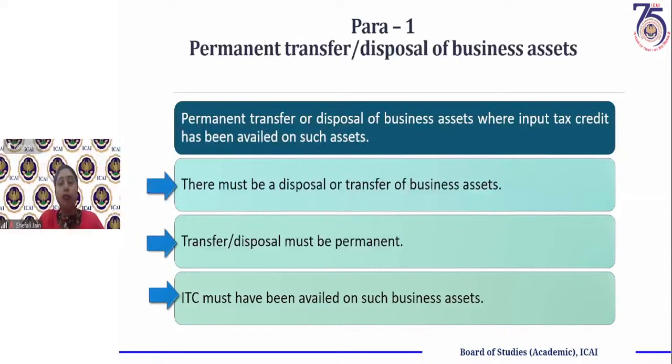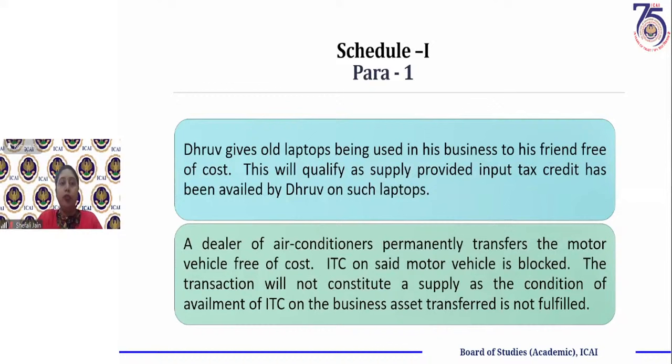Let us take an example. Dhruv gives old laptops being used in his business to his friend free of cost. Now, this will qualify as a supply only if ITC has been availed by Dhruv at the time of purchase of these laptops. He purchased certain laptops for his business, and then after using them for one or two years, he gave them to his friend. Permanently, he has given them to his friend, not for use for a particular time. He has permanently transferred that laptop to his friend free of cost.